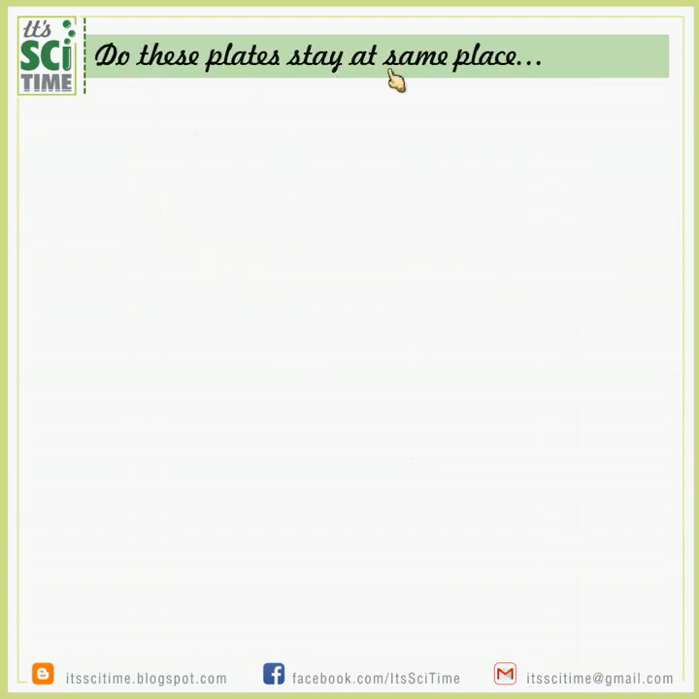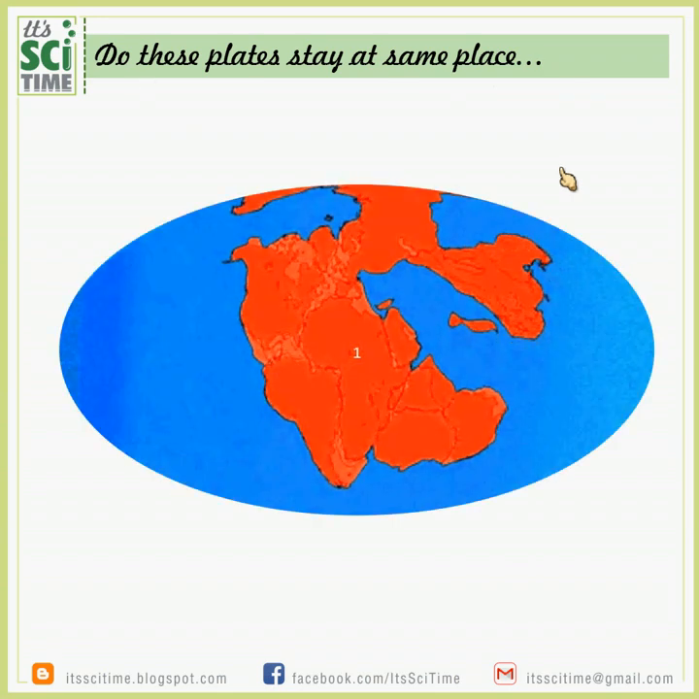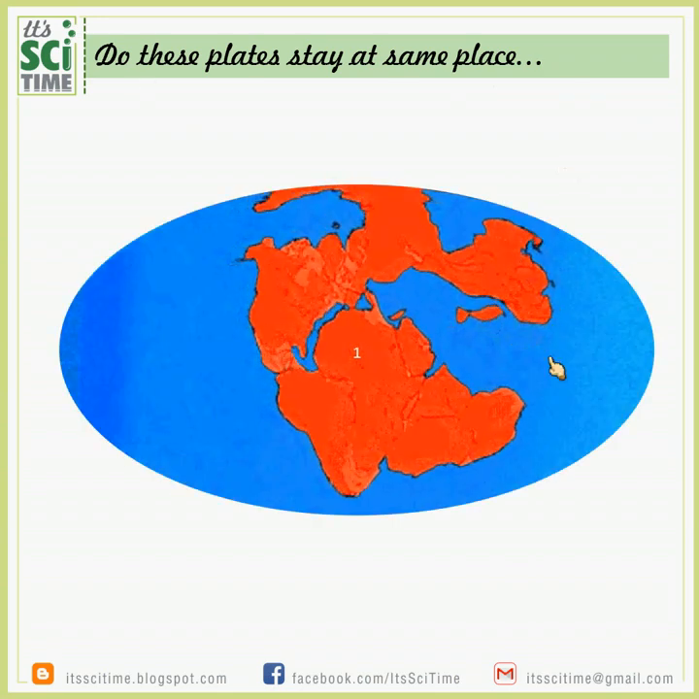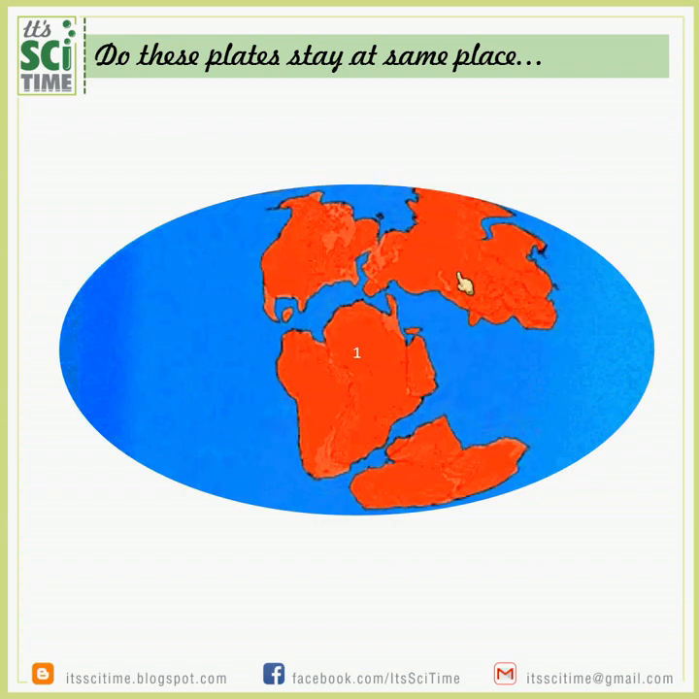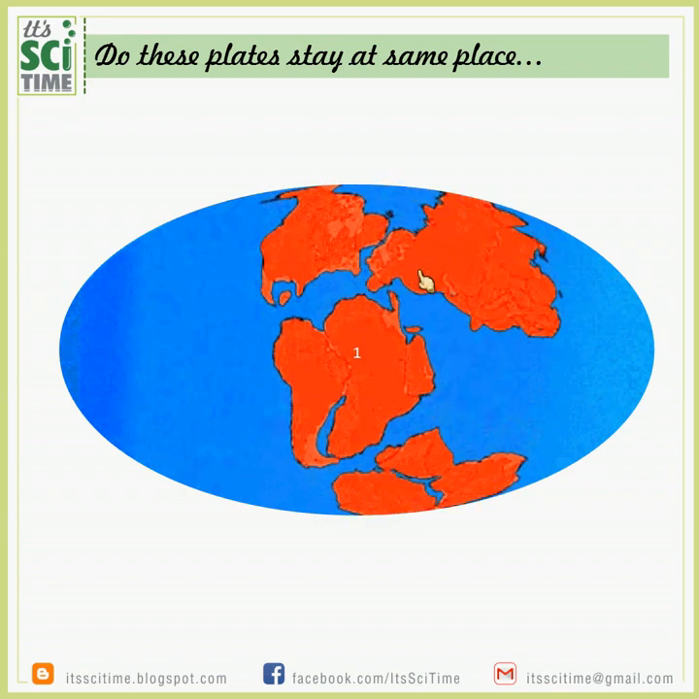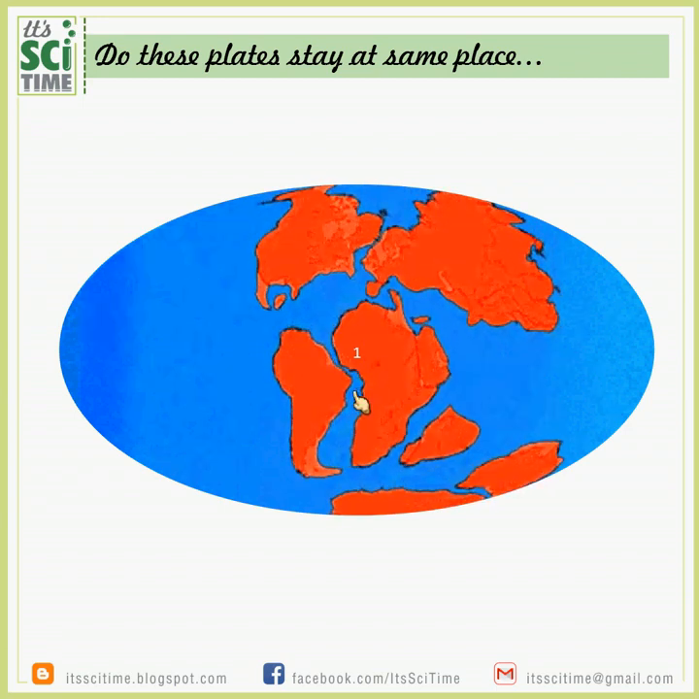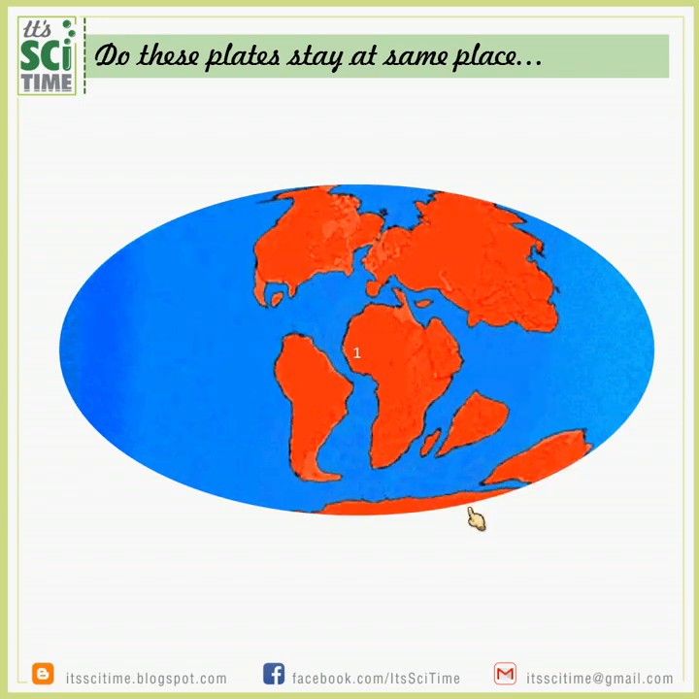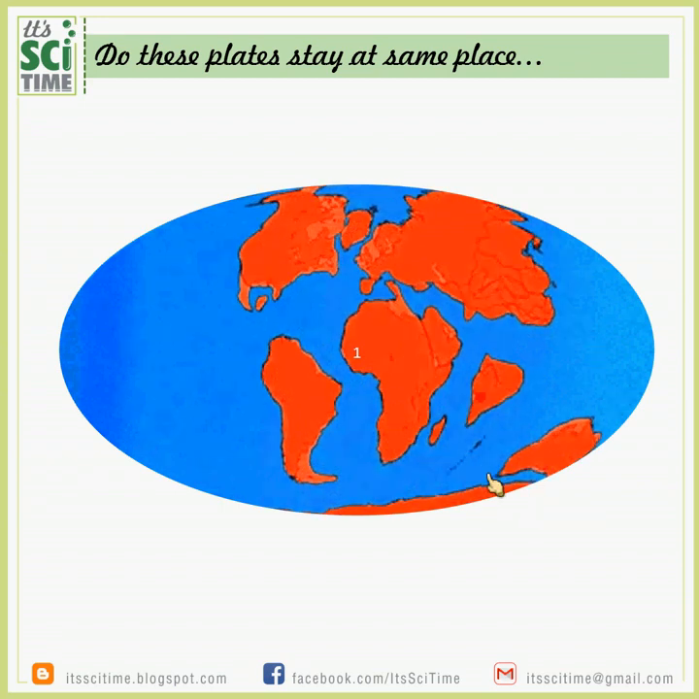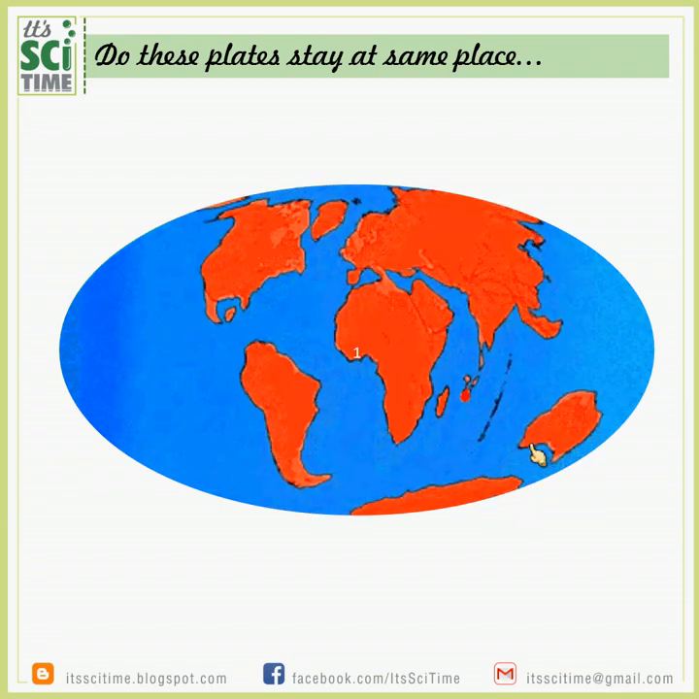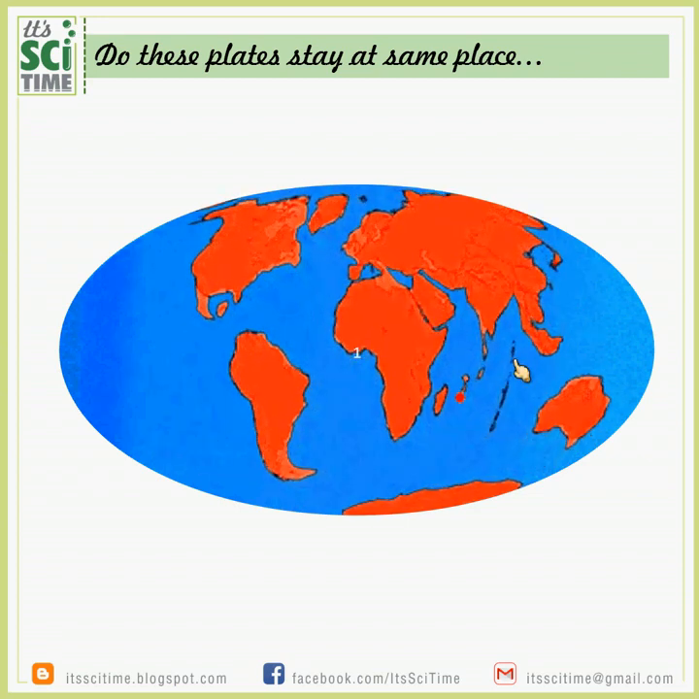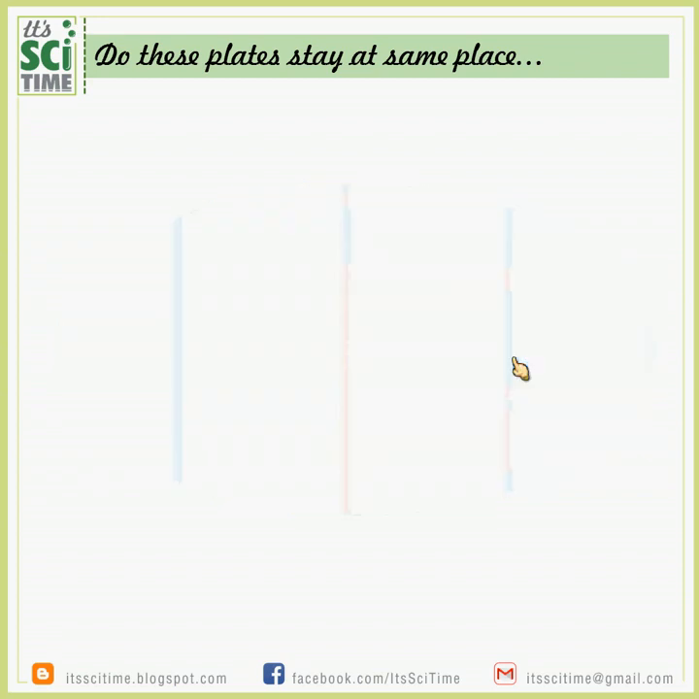Next, do these plates stay in the same place? We discussed that they don't stay. Look at this. This is the early Earth. It slowly shows how continents are moving. We call this continental drift. Continents are slowly moving like this, and that's how the present Earth formed. So that's called continental drift.